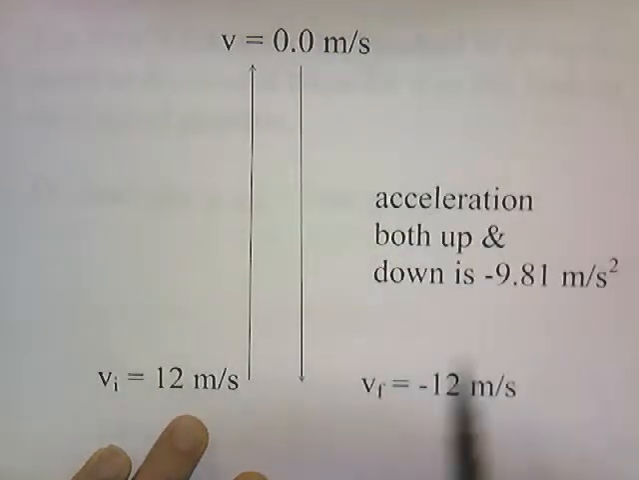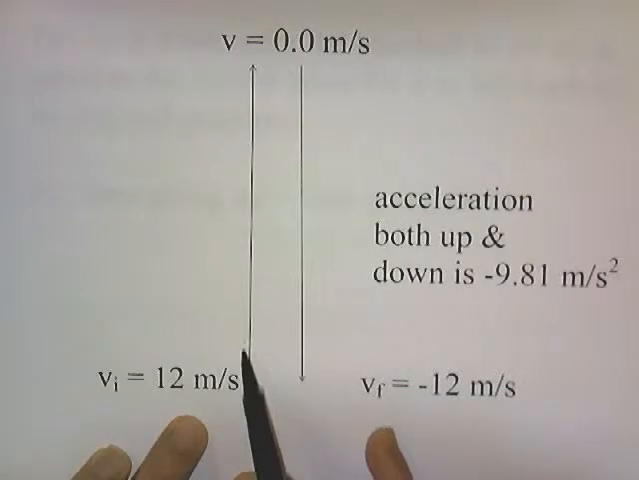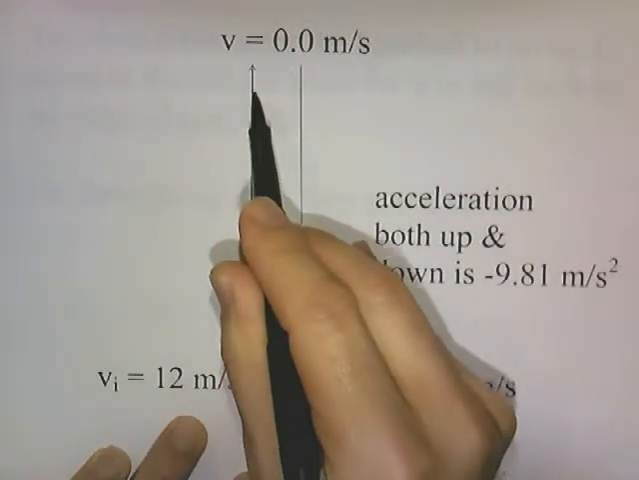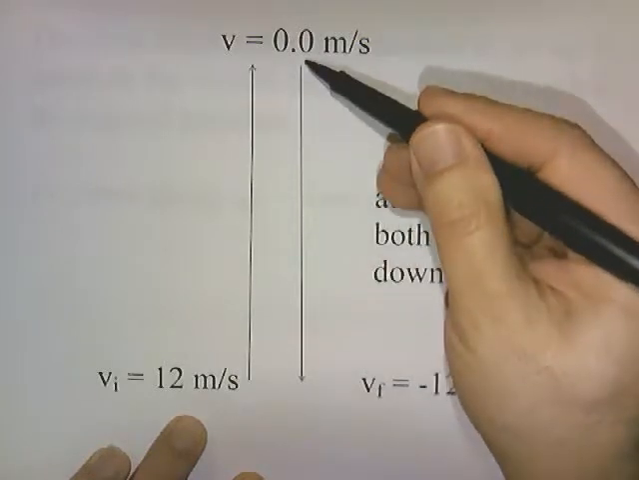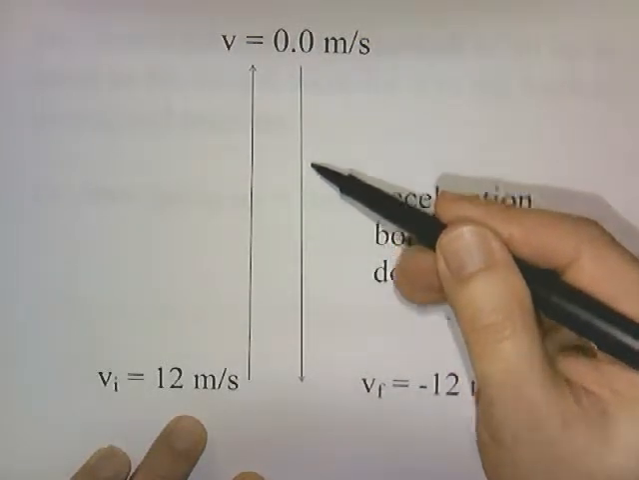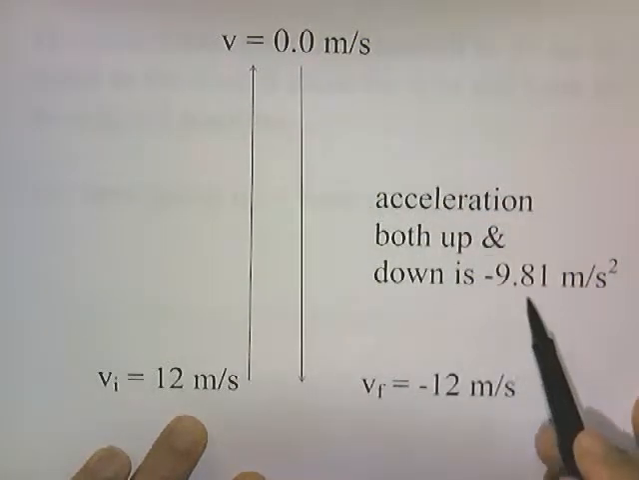Acceleration both up and down is negative 9.81. As it goes up, it slows down, it decelerates, which is acceleration in the opposite direction. When it reaches the peak, it reverses direction and comes down, and it increases its speed downward at this rate.